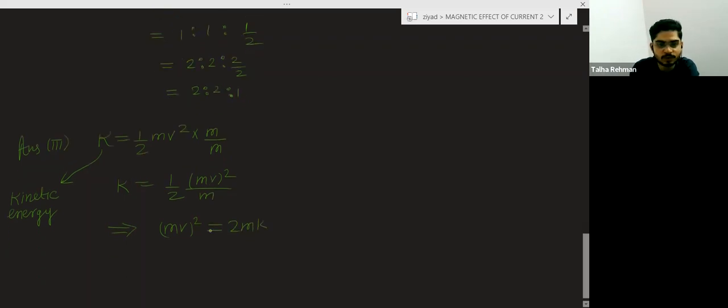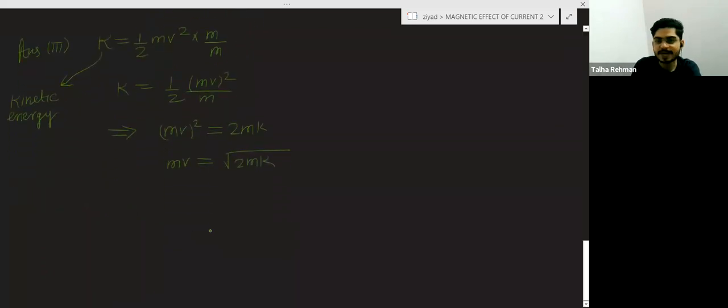2mK. So when you calculate the value of mv, it will become root of 2mK, and K represents the kinetic energy. So why am I doing this? Because I know that the radius of the charged particle is given by mv by qB. Now I will put the value of mv here.